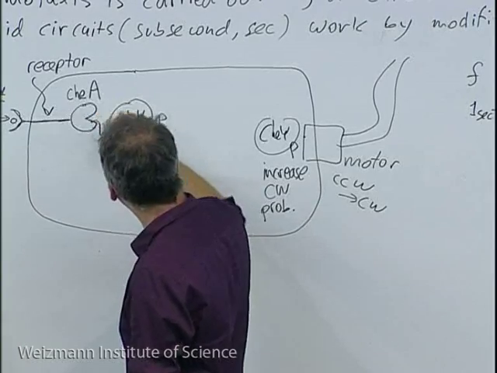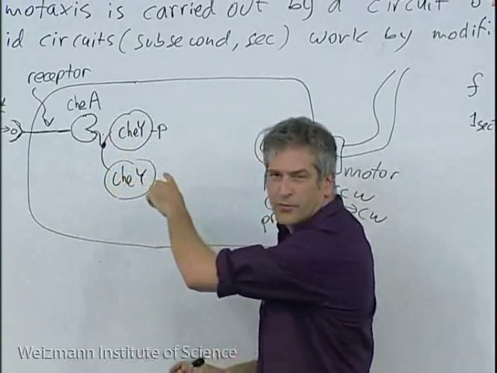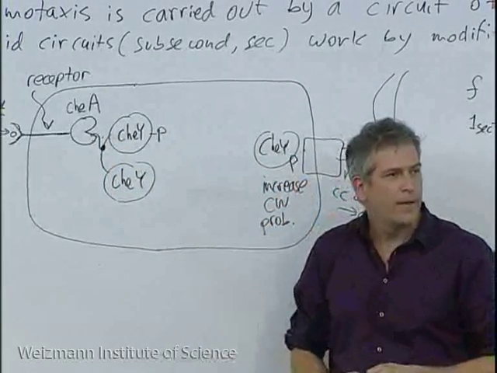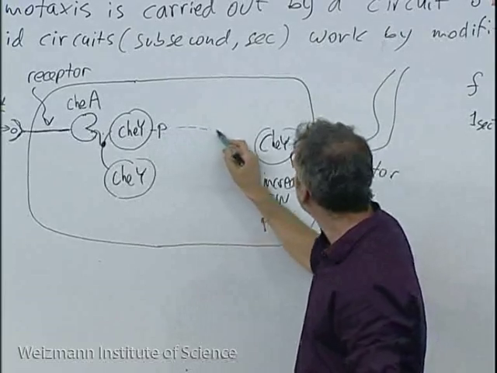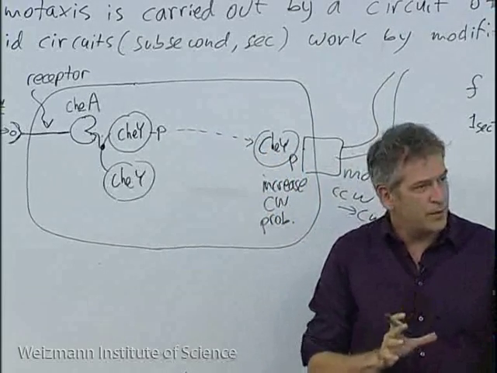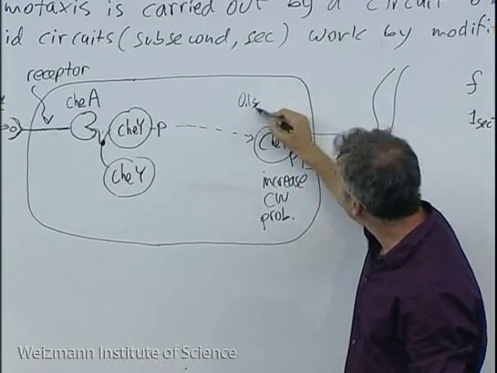This CheA phosphorylates CheY, actually takes this phosphoryl from ATP. And this CheY diffuses here. Time scale: it can diffuse from end to end of a cell in about 0.1 second.